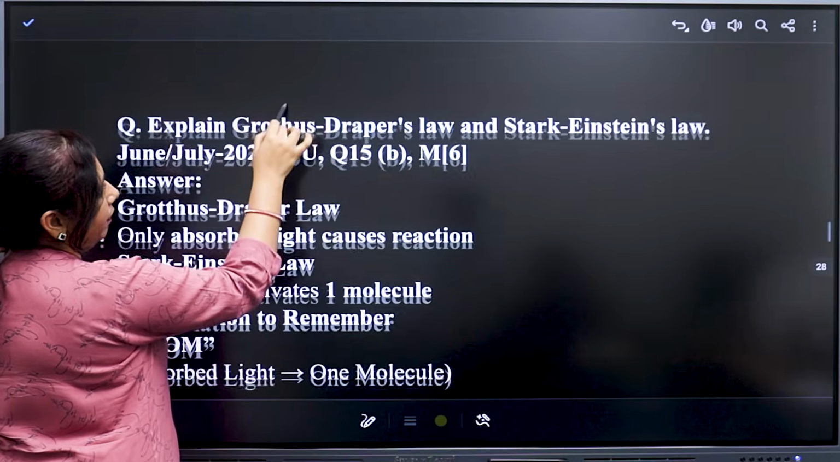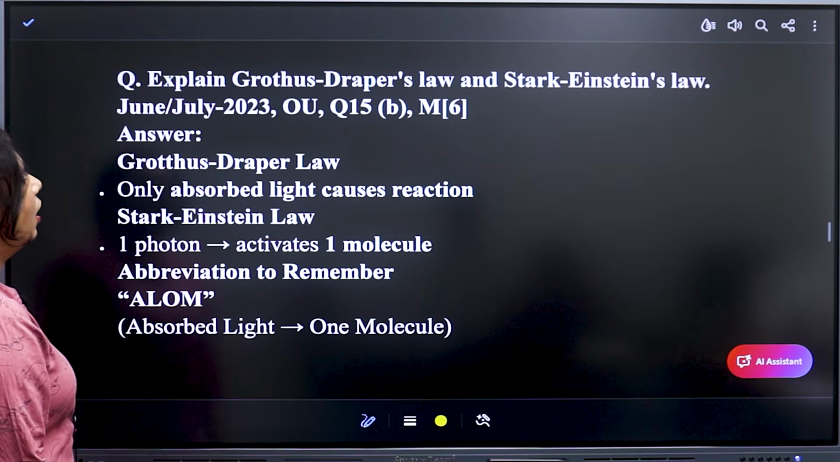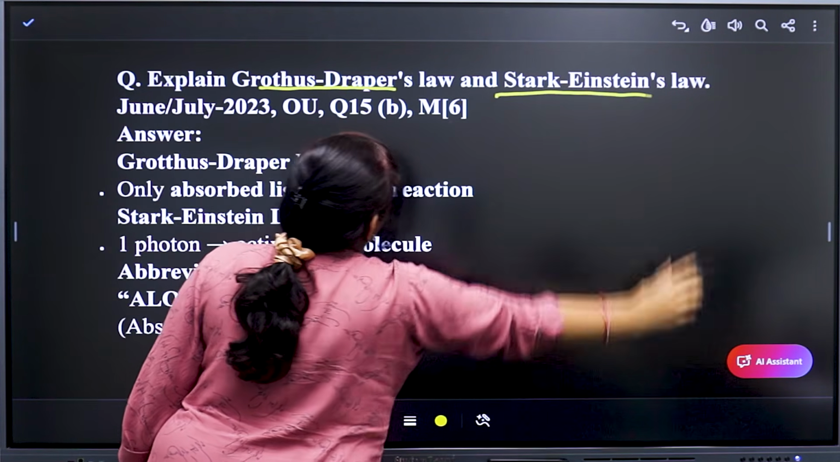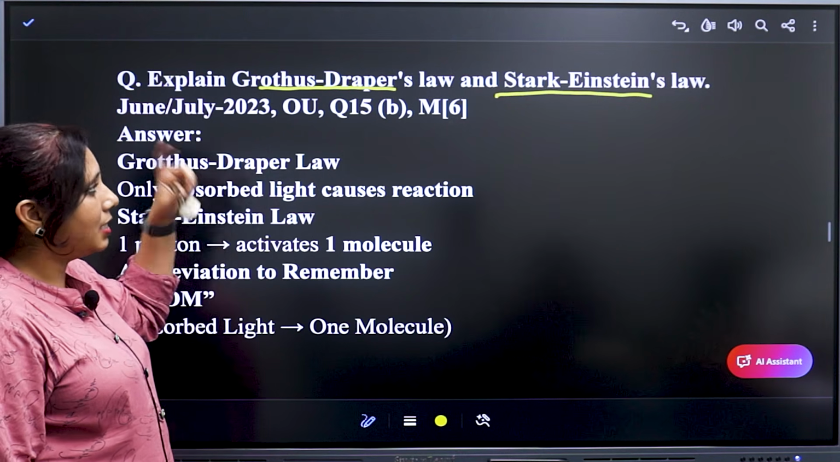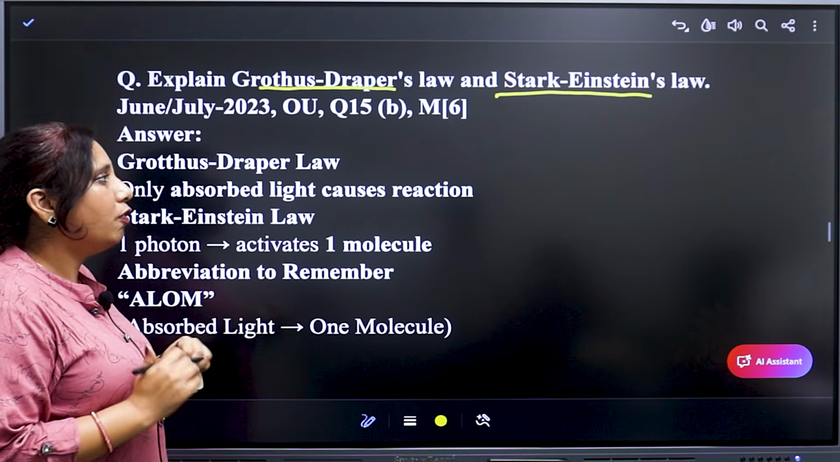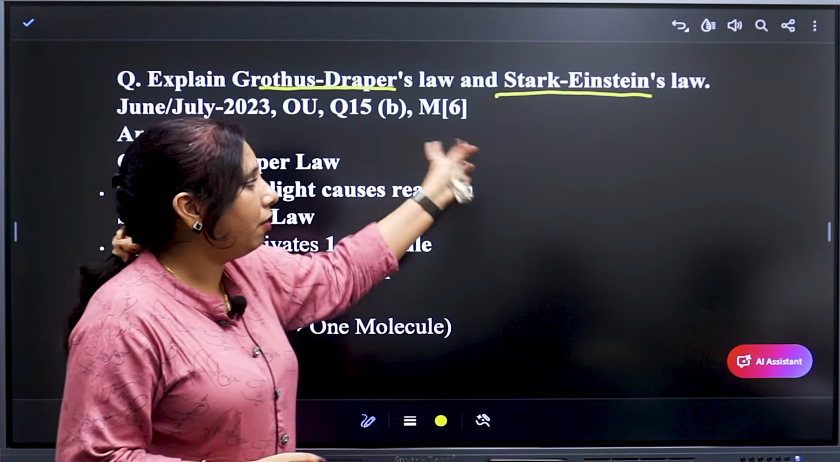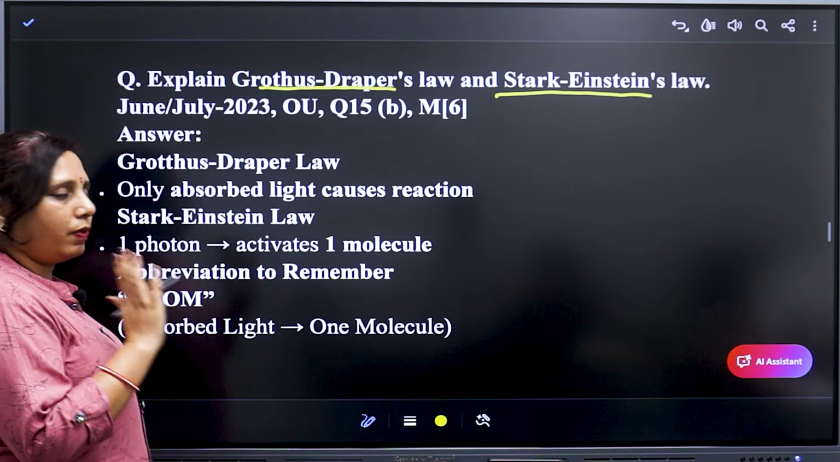Let us see the next question from Unit 3, Chapter 2, Photochemistry. That is the Grotthuss-Draper law and Stark-Einstein's law. This question can be asked like this also: explain the laws of photochemistry. Or sometimes they may ask any one law for 4 marks. So this concept is very important.